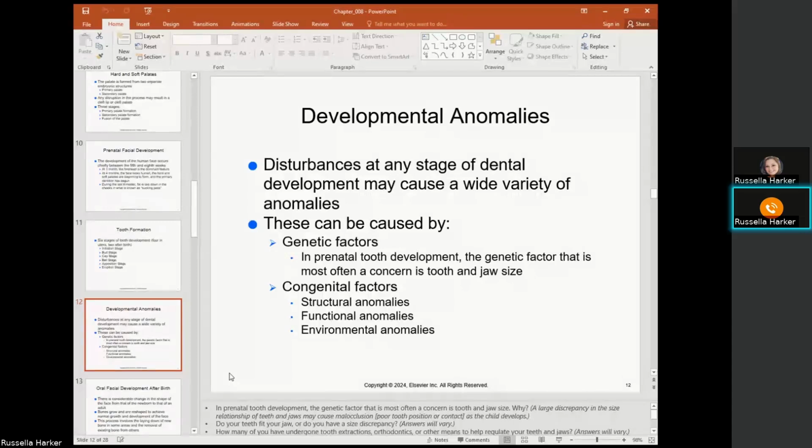So in congenital factors, in prenatal tooth development, a genetic factor is most often a concern, like their tooth size or their jaw size. Like maybe they got their dad's big teeth and their mom's small jaws. So that could be a genetic factor. A congenital factor could be a structural abnormality, a functional abnormality, or an environmental abnormality. So maybe they're missing 2 teeth congenitally, meaning they were born without them. That would be a congenital abnormality.